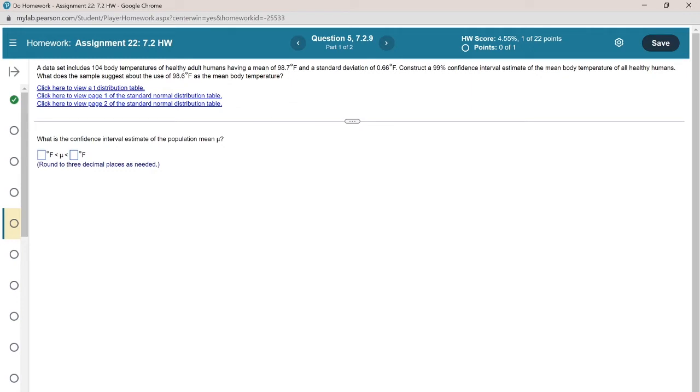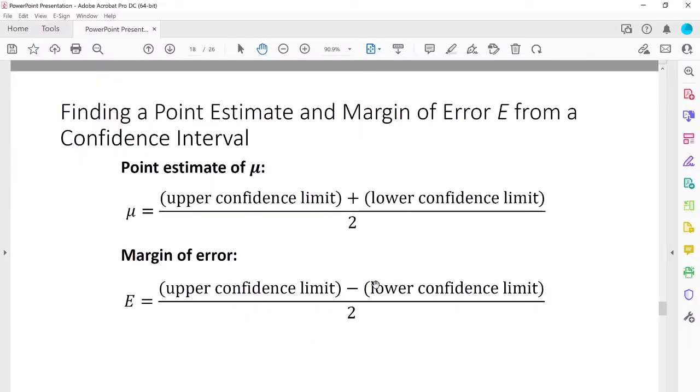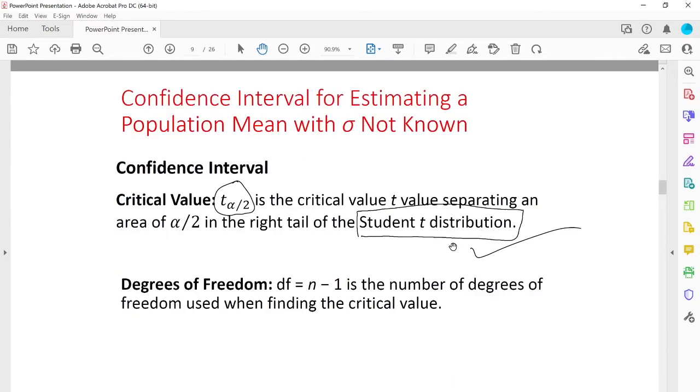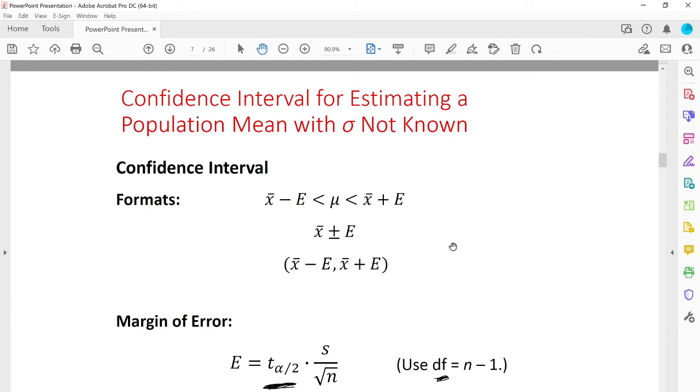We need to create the confidence interval here. As you can see, for the confidence interval you need to find these values. This is the confidence interval: the sample mean minus E, where E is the margin of error. So you need to calculate the value of E. E can be calculated by using this formula, which is the t value times the sample standard deviation s over the square root of n.